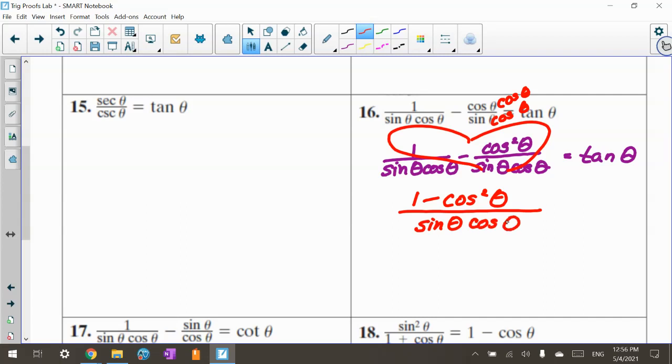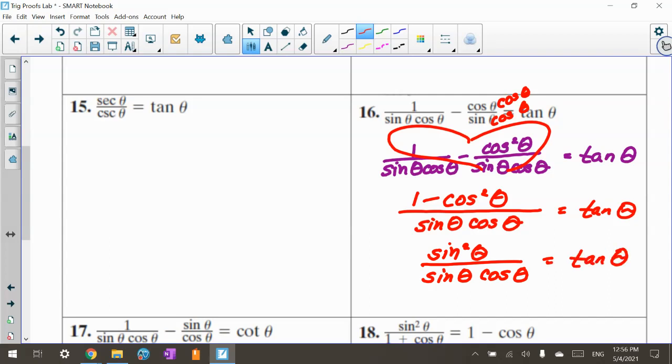which equals tan theta, all right? Keep working on it. Now I know that 1 minus cosine squared is my identity of sine squared plus cosine squared, so I know 1 minus cosine squared is actually sine squared theta, all over sine theta cosine theta, which equals tan theta. And then I see, oh, yay, I have 2 sine. This is actually sine theta times sine theta, so I'm going to cancel out one of them. So I end up with a sine theta over cosine theta equals tan theta.